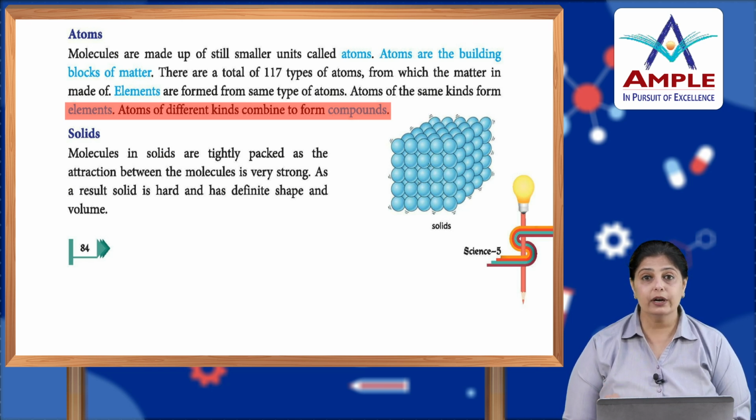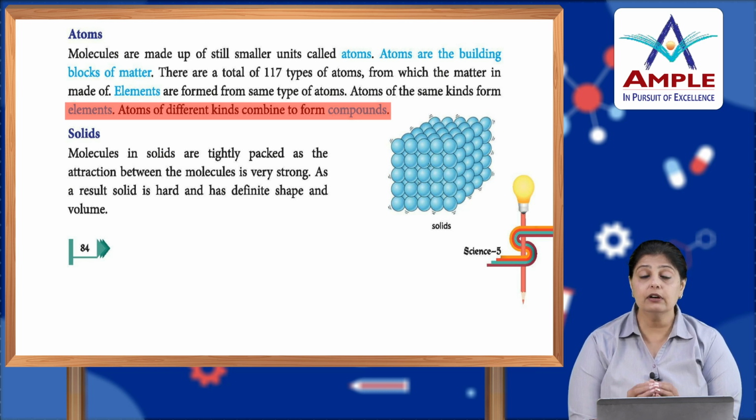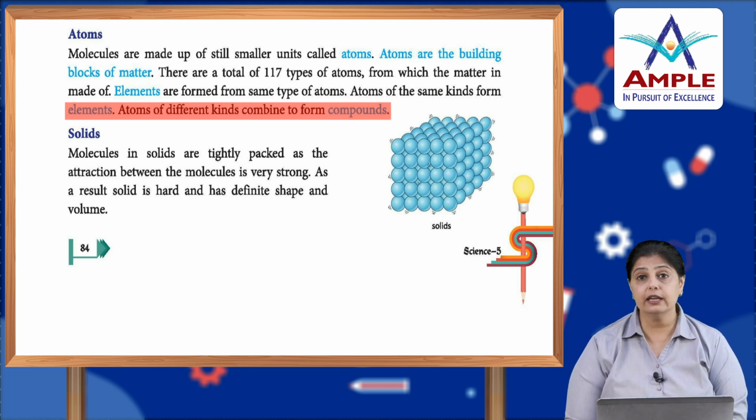Now, what are atoms? They are the building blocks of matter. Any matter that is built consists of atoms. They are the smaller units of molecules that are joined together. How many atoms are there? 117, and matter is made up of these different types of 117 atoms. Elements are formed from the same types, and compounds from different types of atoms.